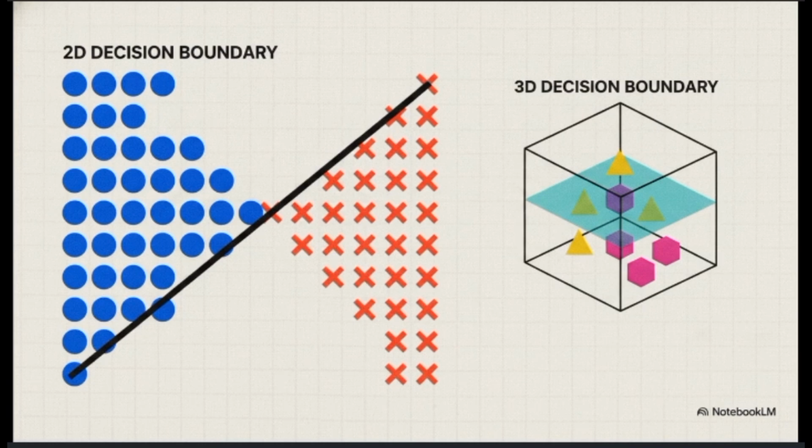By using that 0.5 threshold, logistic regression draws a literal line in the sand between two groups. We actually call this the decision boundary. If you're looking at a 2D graph with two variables, it's a straight line separating the safe credit card transactions from the fraudulent ones. If you have 3 variables, it becomes a 3D plane. The algorithm mathematically maps probabilities on either side of this boundary to make its choice.